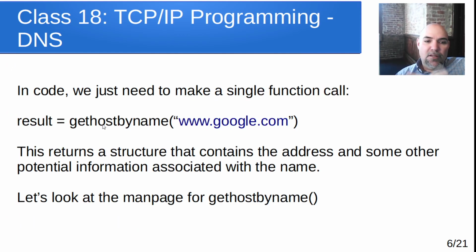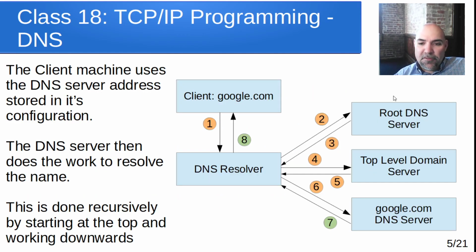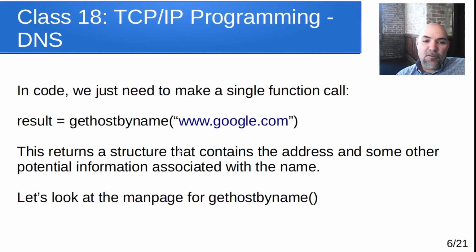So in code, in order to take advantage of that, we don't have to worry about how it works behind the scenes. We don't have to worry about all this stuff going on. We just need to make a single function call like this. Get host by name, google.com, and that's going to return to us this result. And that result that returns is going to be a structure that contains the address and some other information that could be associated with that name.